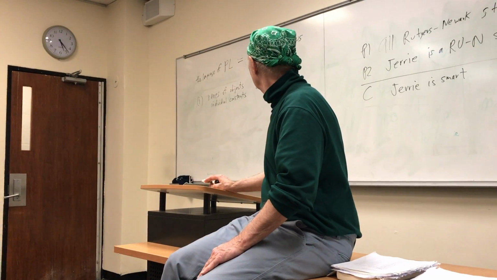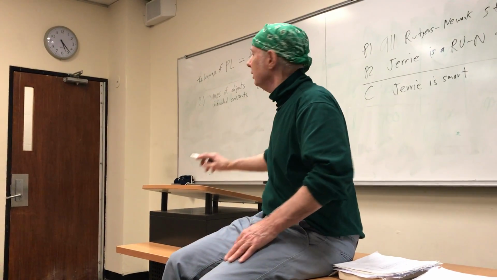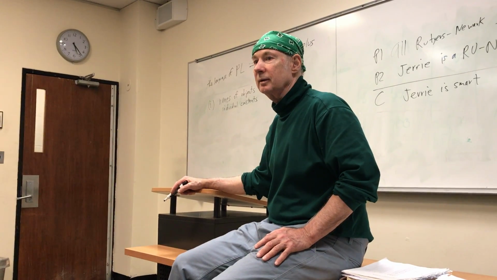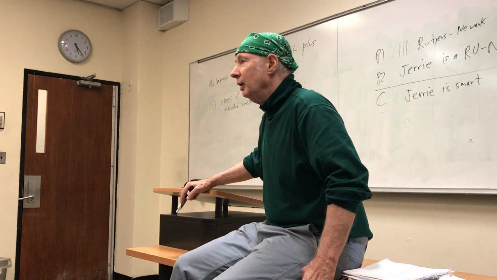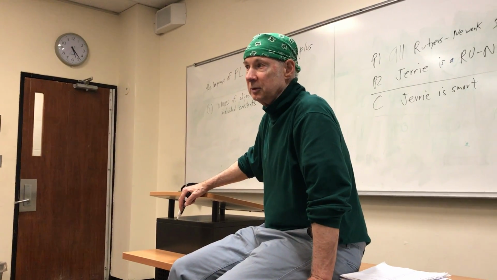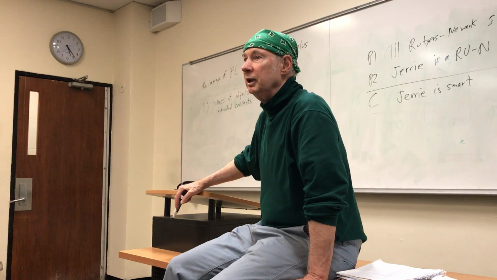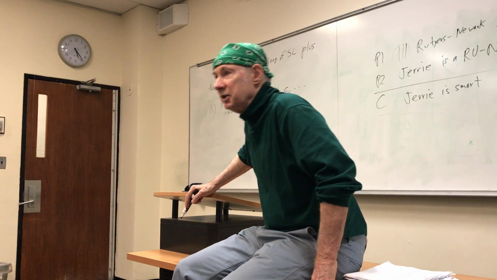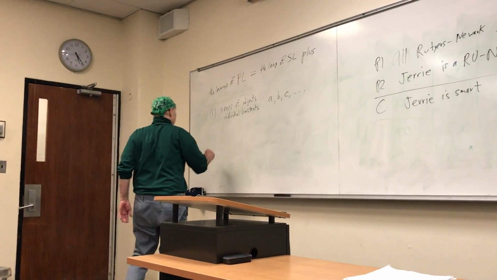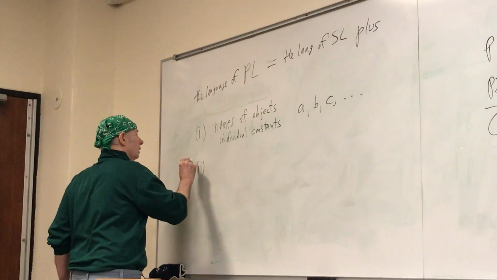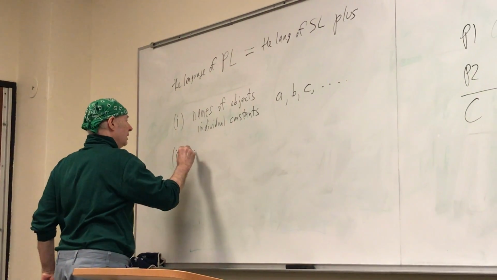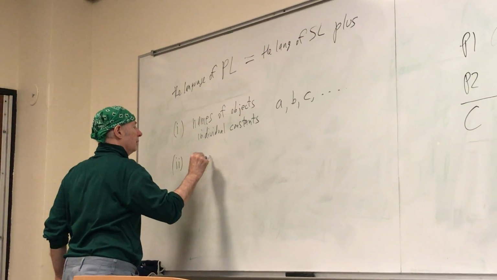Anyhow, those are the names for objects. Lowercase letters of the English alphabet. Okay, we also need names for properties. Verbs. You can think of them just as verbs. We need verbs and how to symbolize them. So we need names of properties.